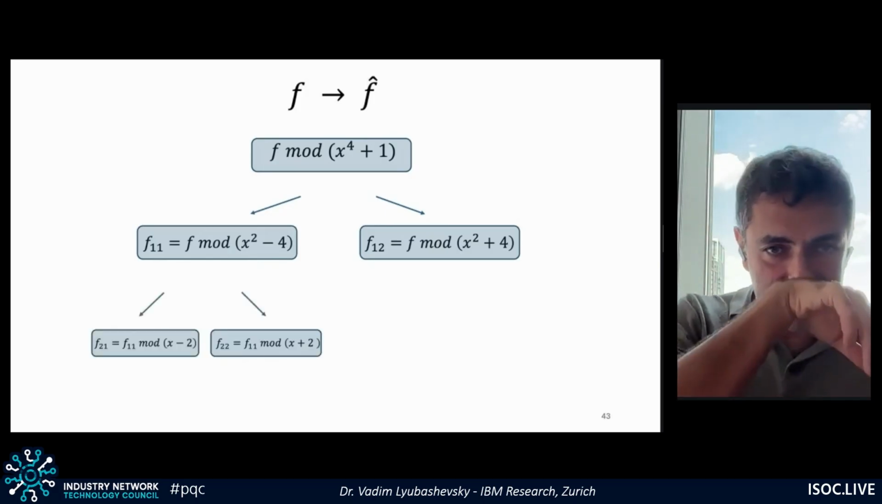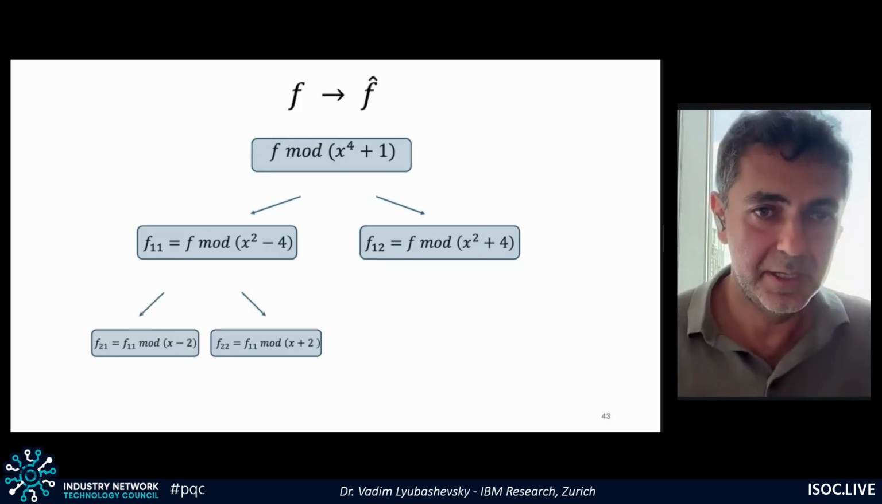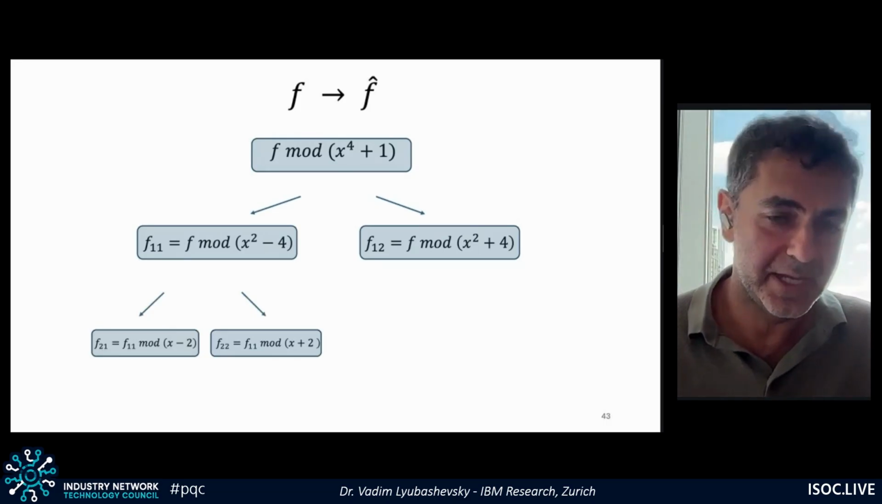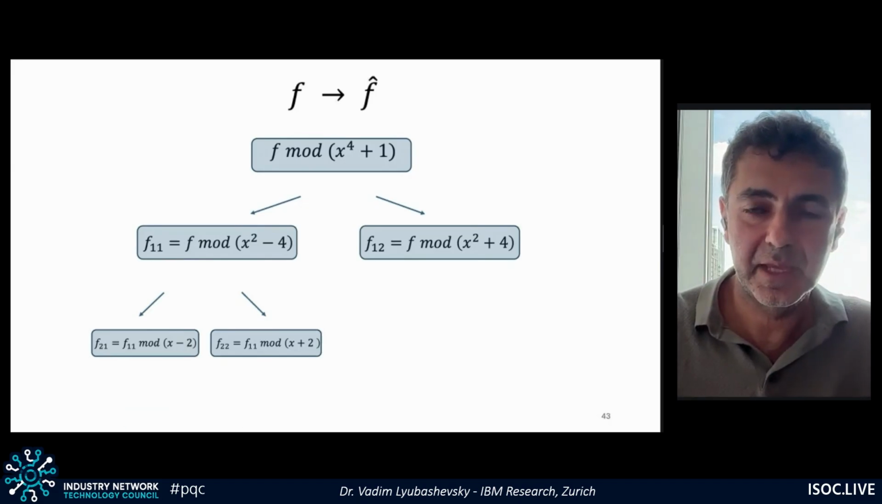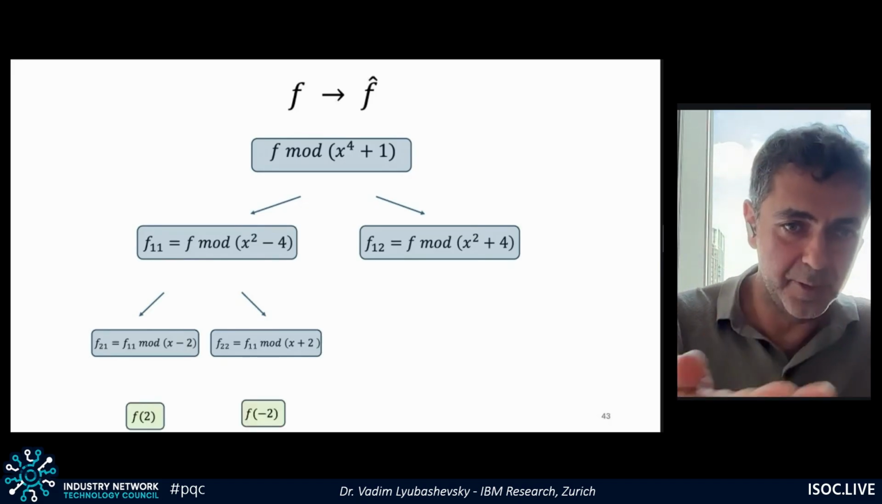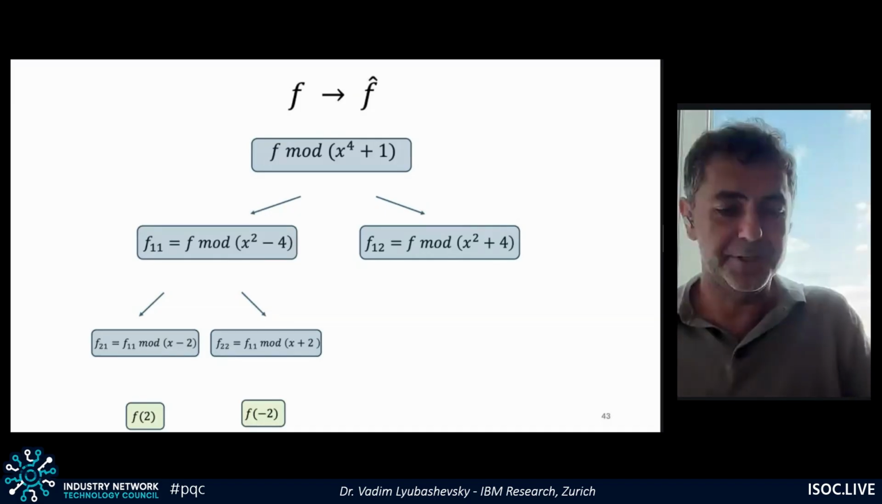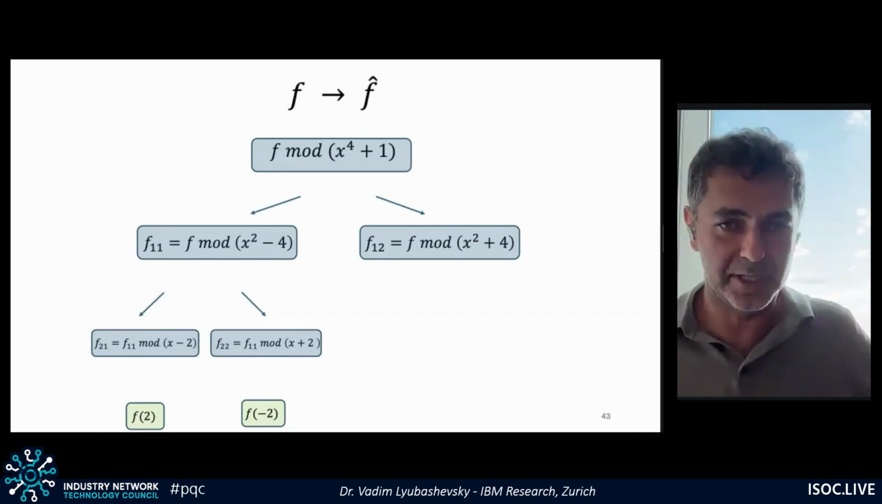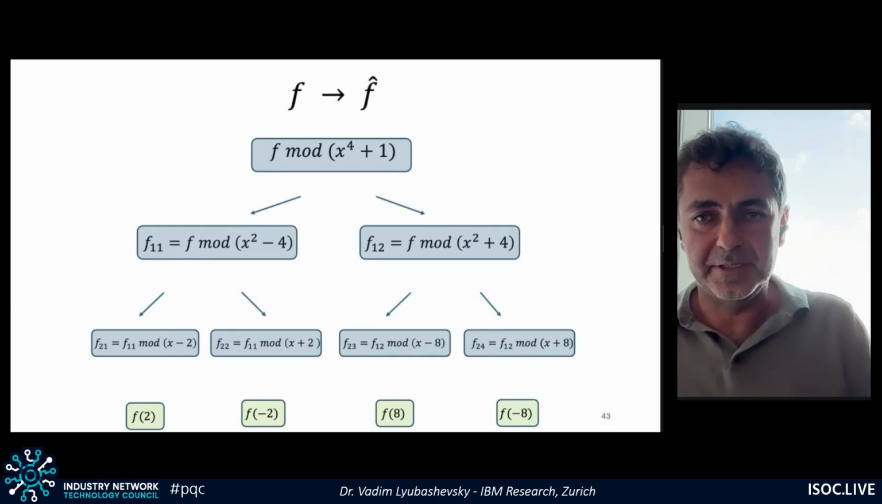And if I can get this f11, then I can split that one into f11 mod x minus 2, f11 mod x plus 2, and the same thing for the other part. Of course, f11 mod x minus 2 is f of 2, and f11 mod x plus 2 is f of minus 2. So it's basically this recursive decomposition that I would like to do. And then the same thing for the other side.